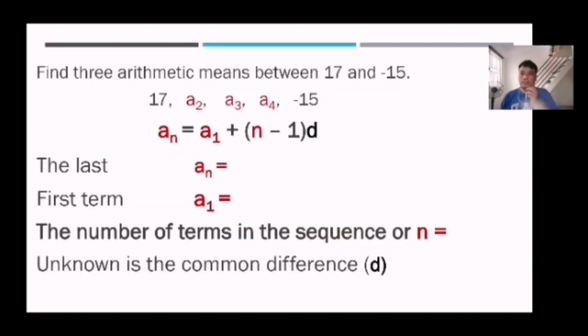Let's solve. So let's find the last term or a sub n. In this question, the last term is negative 15. Next, let's find a sub 1. A sub 1 in this example is 17. And counting the number of terms, 1, 2, 3, 4, 5. So the value of n is 5. We can now solve for the common difference.